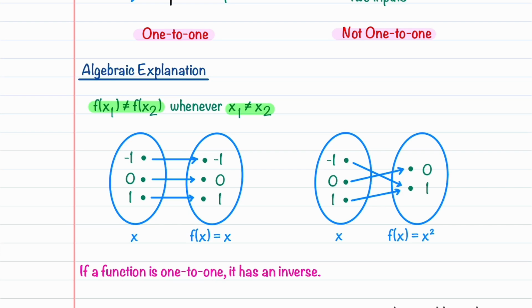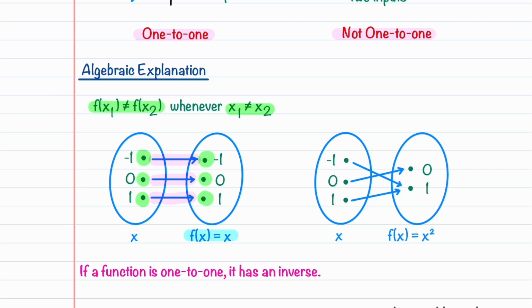Our function on the left is f of x is equal to x, and we saw up above that that is a one-to-one function. So what happens is when our x value is equal to -1, our y value or f of x value is -1. Likewise, if it's 0, it maps to 0, and then if x is 1, f of x is equal to 1. So notice that each individual x value maps to a different y value.